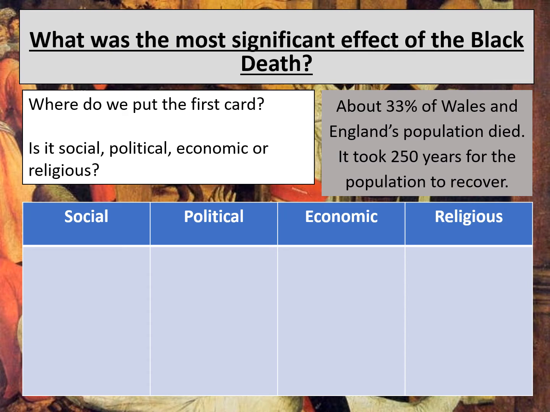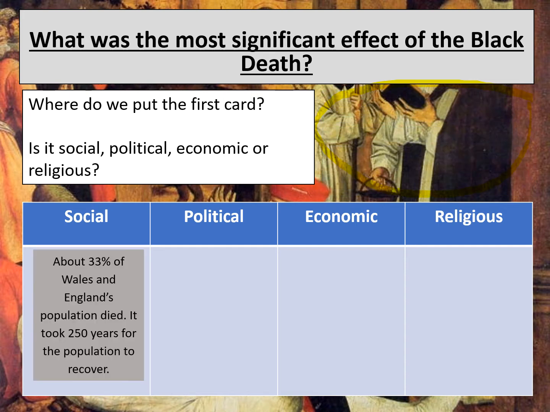Let's have a look. Again, here you can see that I have got the fact that we are trying to decide. About 33% of Wales and England's population died. It took 250 years for the population to recover. Below in our table we have the 4 factors. I would place this particular card in the social box because it's talking about population, so it relates to people. Pause the video here to complete your table, adding in the card we have just done together.